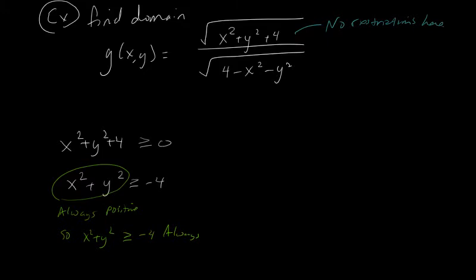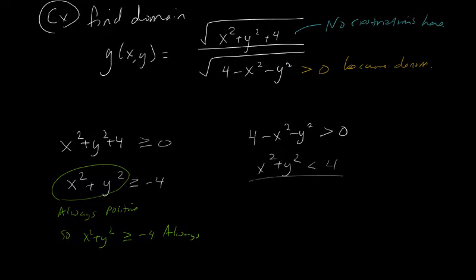Okay, now the next one is our denominator, because it's inside of a square root, must be greater than or equal to 0. And because it is in the denominator, it cannot be equal to 0. So from our denominator, we have 4 minus x squared minus y squared strictly greater than 0. So it has to be strict because it's in the denominator. Okay, so then we can work with this a little bit, and what we find is that x squared plus y squared must be less than 4. And that's the relationship for our domain.